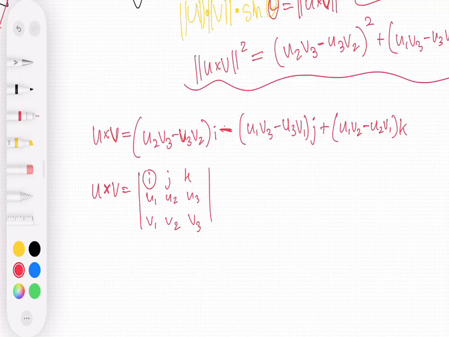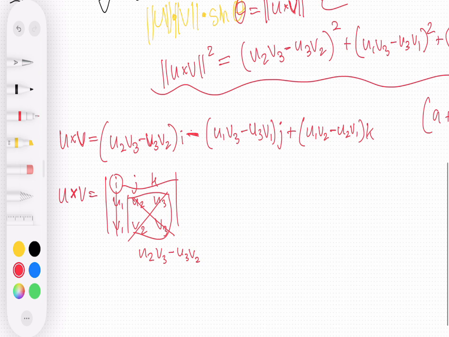So let's say we take i, right? We'll cross out the row and the column that it's from, and we'll be left with a two-dimensional matrix, which we already know how to solve in terms of cross product. We go top left down to bottom right, minus top right down to bottom left: u2 v3 minus u3 v2. We know that from pre-calculus, so we can just apply that, and it'll look something like this.